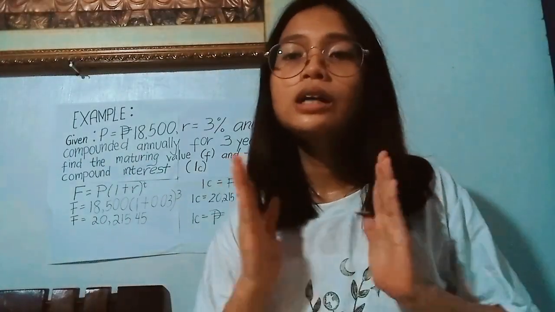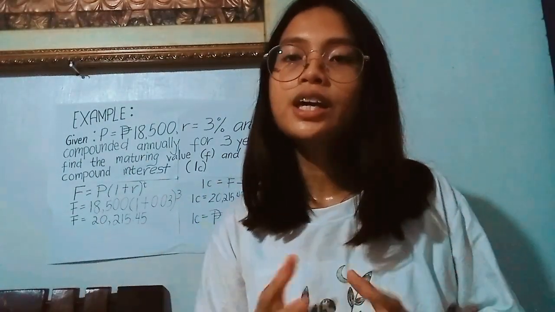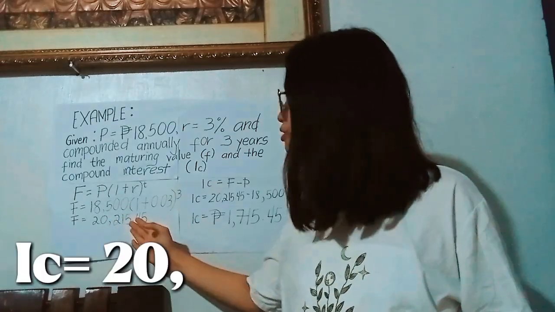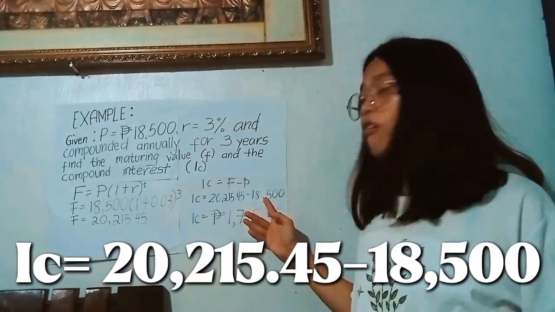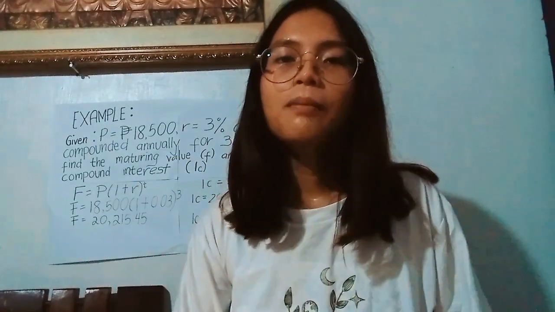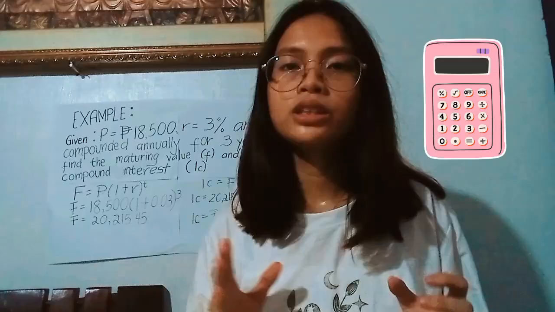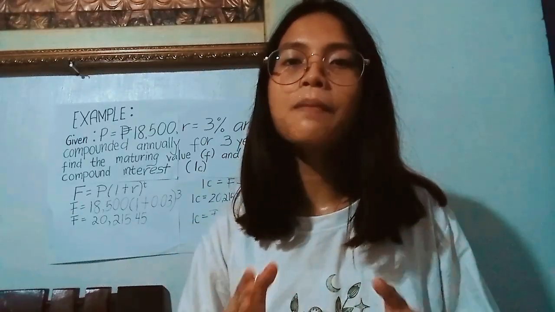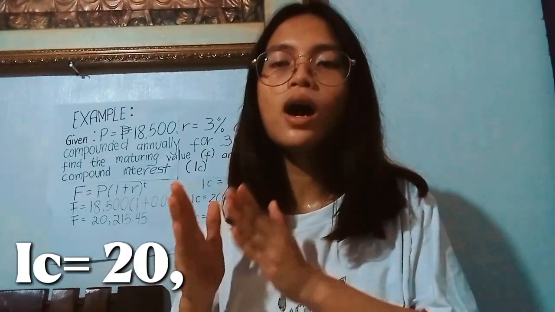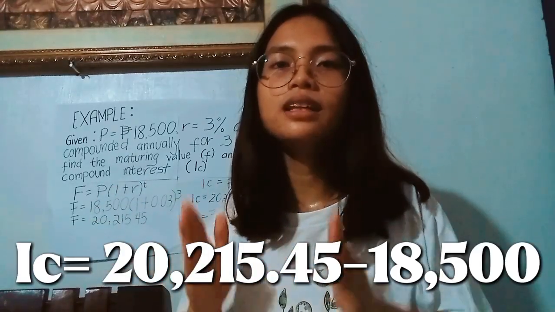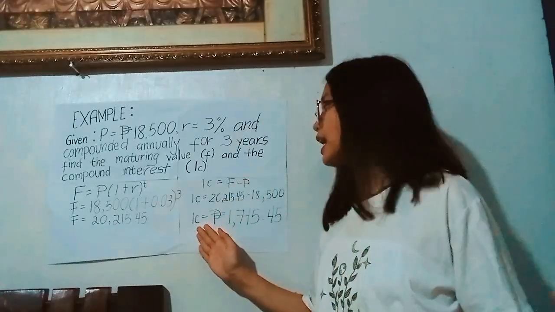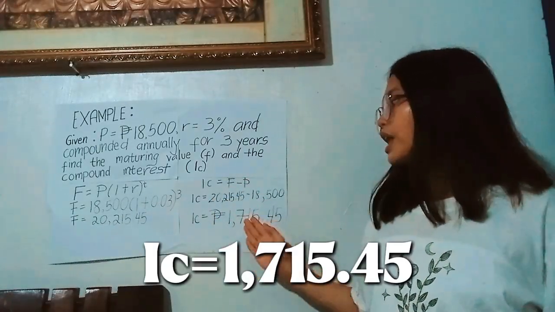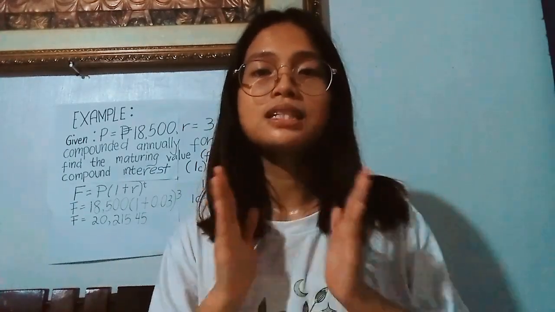So what you need to do is copy the value here, 20,215.45, minus your principal which is 18,500. Magagamit na rin kayo ng scientific calculator dito. So, you will do here ay pag-minusin yung 20,215.45 at 18,500. So, ang lalabas dyan ay 1,715.45. So, ayun na yung whole problem na sagot natin.